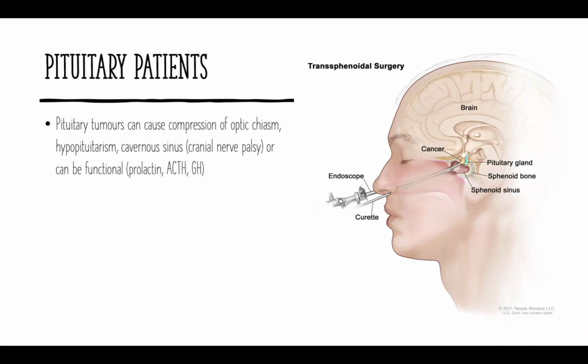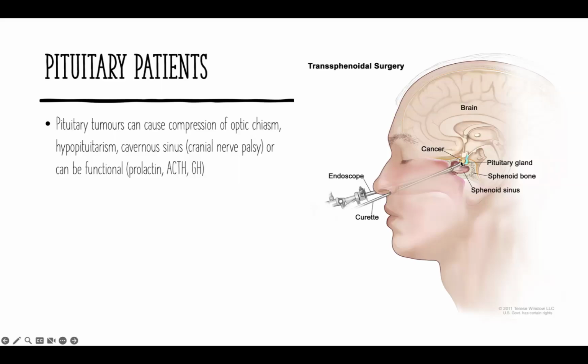Next thing is pituitary patients. So we have pituitary tumors. This is misleading because a lot of tumors are actually not cancer. They're actually benign adenomas. But whilst they're called benign, they can certainly cause issues. A common access point to the pituitary fossa is through the nose, as you can see. You can go through the sphenoid sinus and into the sella where the pituitary gland lies.